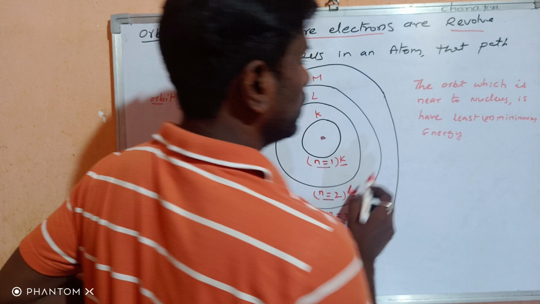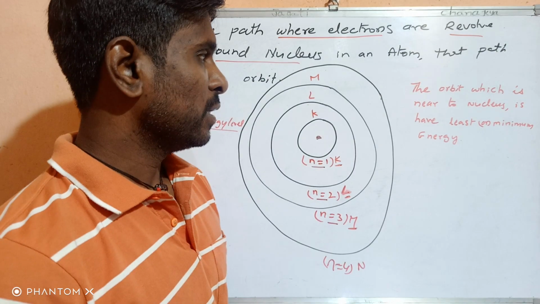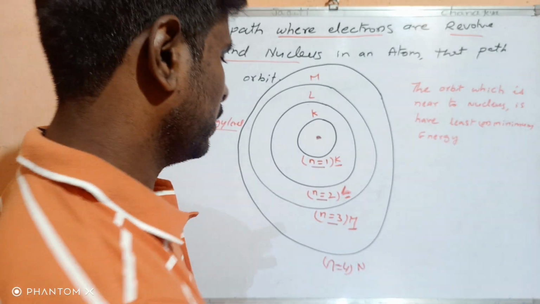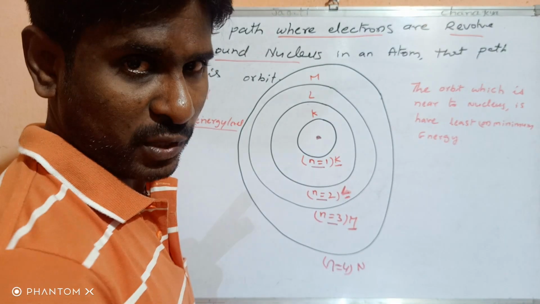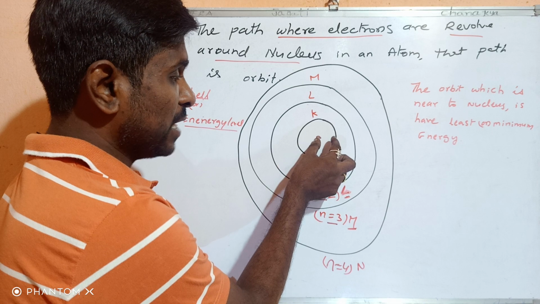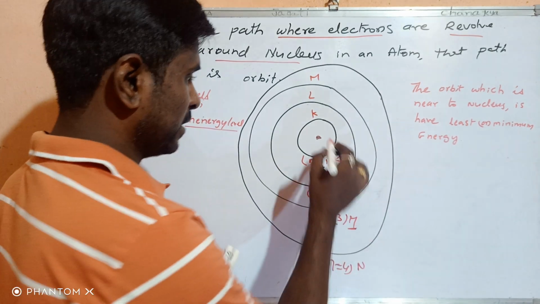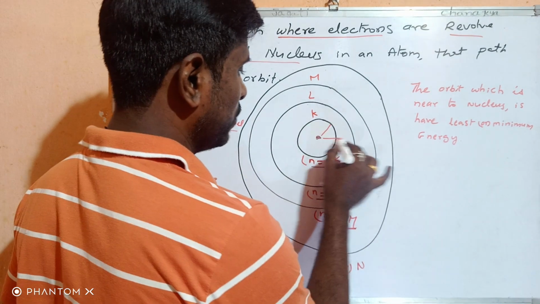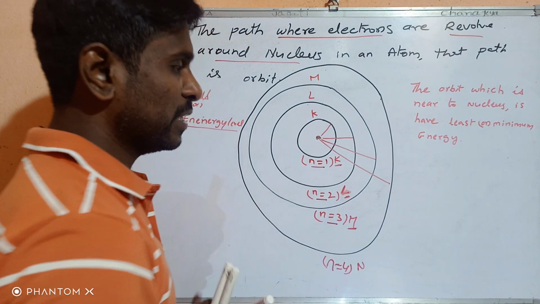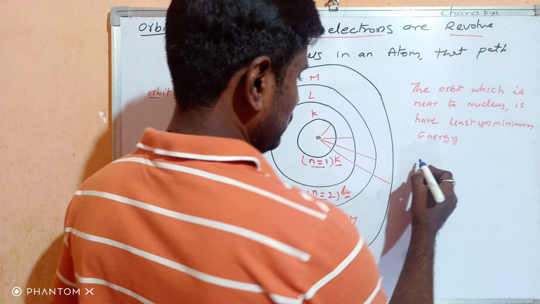So next, the shell which is near to the nucleus has minimum or least energy, and for the shells which are far away from the nucleus, the distance between the shells and the nucleus increases. Whenever the distance increases, energy also increases.